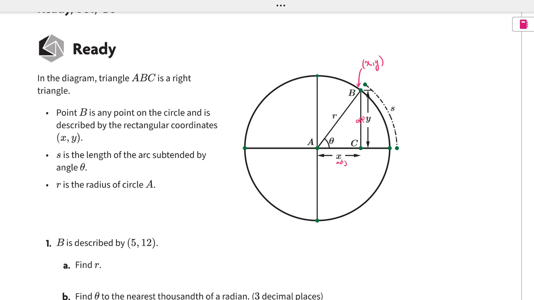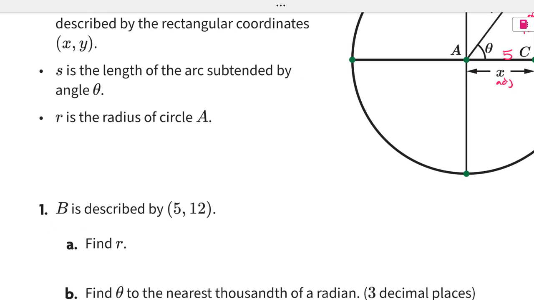So question 1 says, find that radius. Well, it gives us that the x value is 5 and the y value is 12. So remember, the adjacent side of this angle is 5, because that's where x is, and the opposite side is 12. So the easiest way to find r, I think, is just do Pythagorean theorem, right? Our two side lengths squared will give us our radius squared. So 5 squared is 25, and 12 squared is 144. So we get 169 equals r squared.